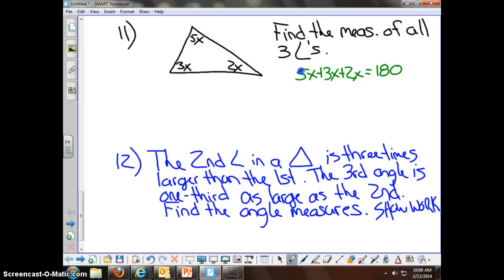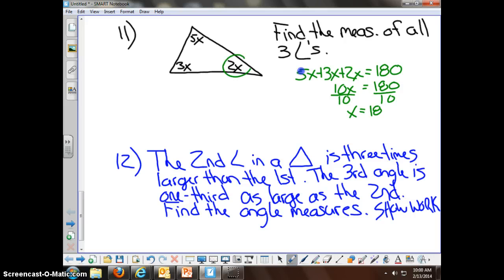And what are the like terms you want to combine? 5x, 3x, and 2x. And they're all like terms? Yep. So 5x, 3x, and 2x are all like terms. That gives you what? 10x. And you set that equal to? 180. 180, good. Then you divide by 10 on both sides. That gives you x equals 18. Is that your answer? No, then you plug it into 5x, 3x, and 2x. Good. So you solved and got x equals 18.